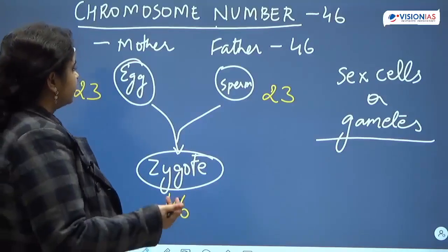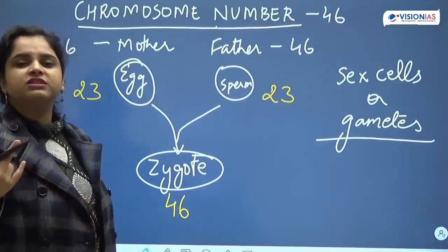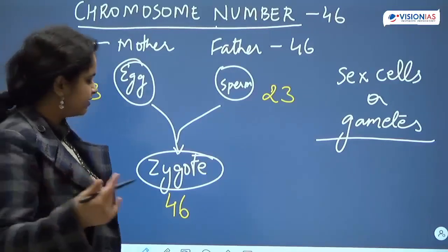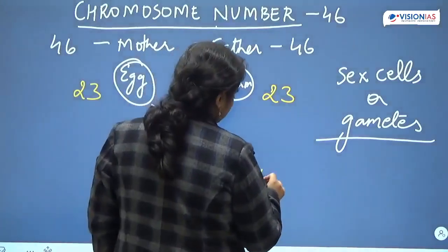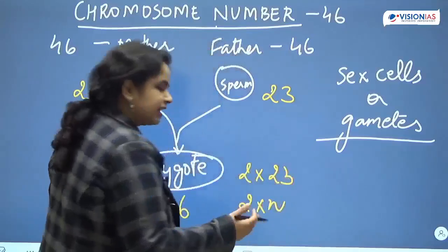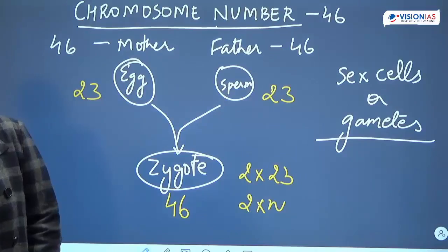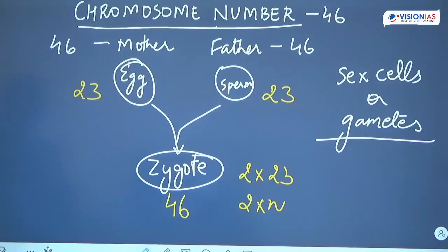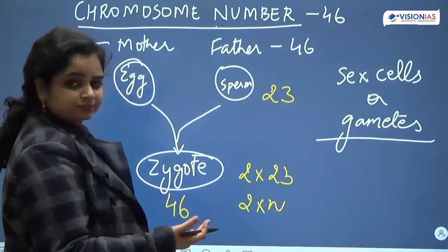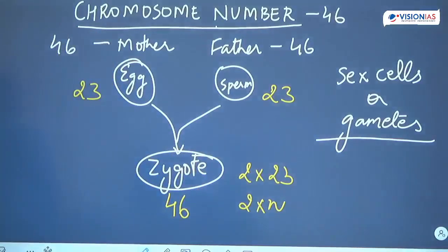Okay. And we are getting 23 from one parent, 23 from the other parent. So basically we have two sets of 23 chromosomes. It is going to be represented as 2 into 23, or in general 2 into n. n can be variable, different for different species. Here for human beings it is 23. The technical terms we are going to be using here are haploid and diploid.